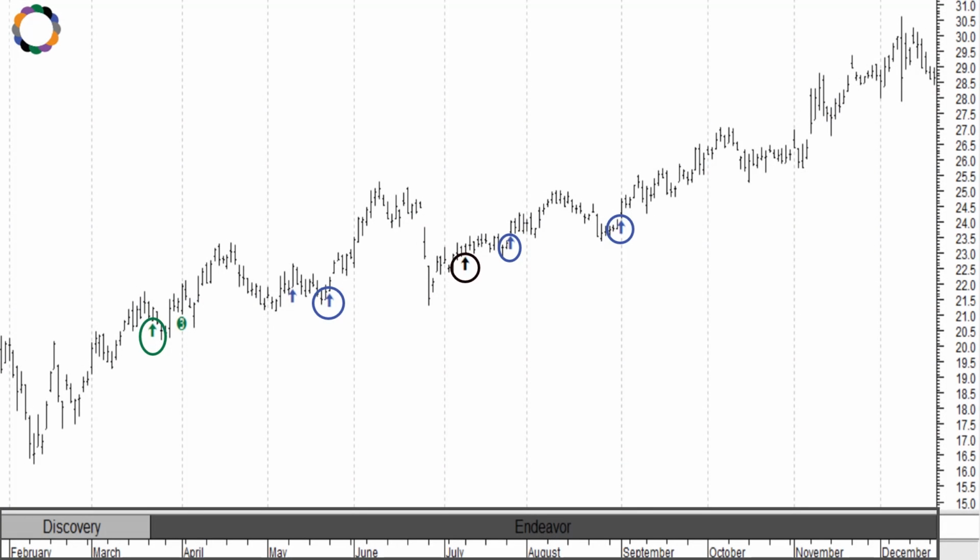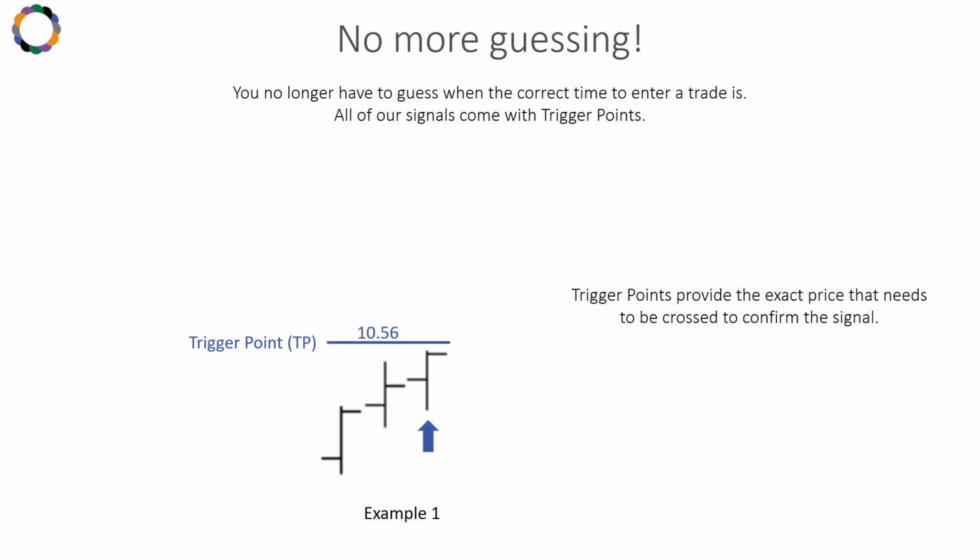However, signals are only useful if you know the correct price to enter a trade at. With our system, you no longer have to guess when the correct time to enter the trade is. All of our signals come with trigger points. Trigger points provide the exact price needed to be crossed to confirm the signal. For our example here, we're going to use a blue signal. Our trigger point is 1056. And as soon as price crosses 1056, the signal is confirmed. It's now safe to enter the trade.